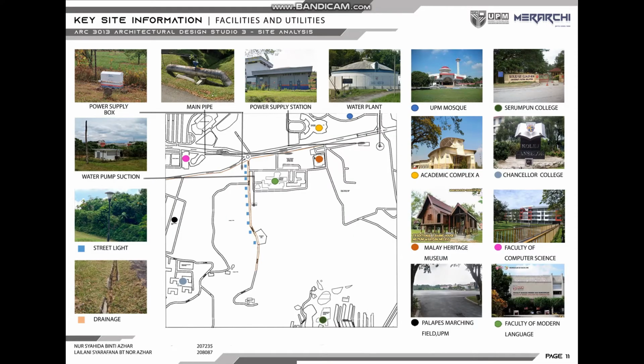For facilities and utilities, there are power supply box, water pump suction, street light, drainage, main pipe, power supply station, and water plant for the utilities. The nearby facilities are UPM Mosque, Serumpun College, Academic Complex A, Chancellor College, Malay Heritage Museum, Faculty of Computer Science, Palapis Marching Field, and Faculty of Modern Language.